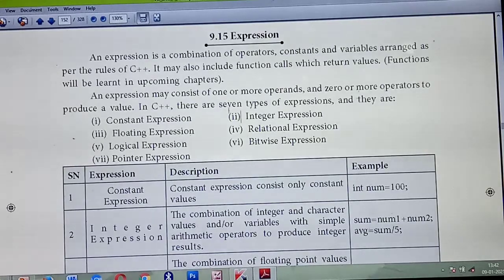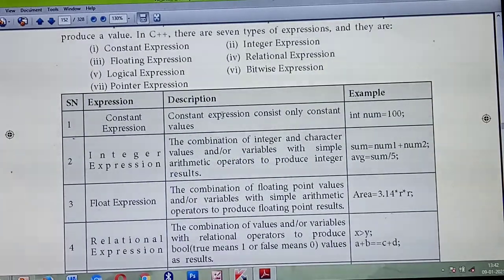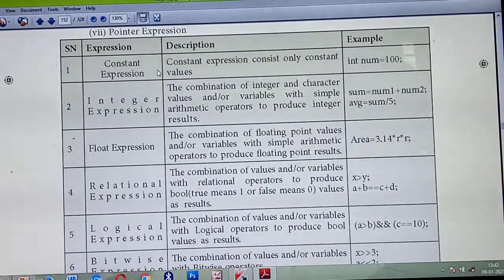Okay, so now we are going to study about each expression. First one is constant expression. So what do you mean by constant expression? Constant expression always contains only one constant value. Only a constant value. Okay, so constant expression always contains which one? A constant value.